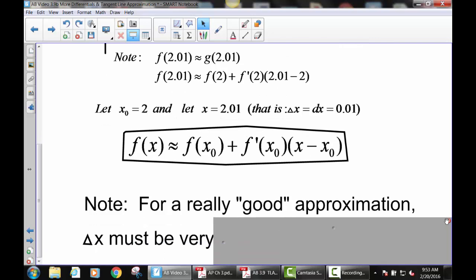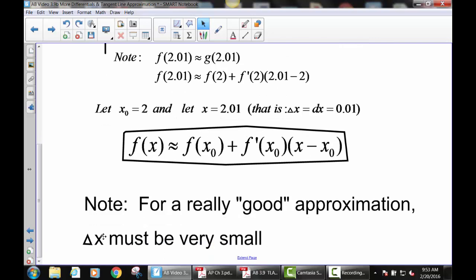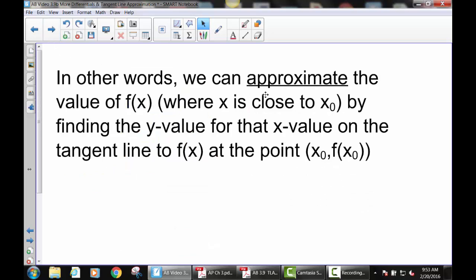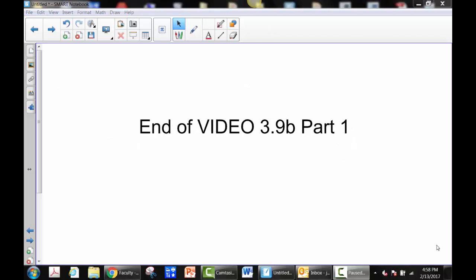Obviously, though, for a really good approximation, delta x is going to have to be very small. We talked about that. If delta x is too big, if you're all the way over here, then the heights of the two graphs are very, very different. But the closer and closer you are to the point of tangency, the more the heights of the points are extremely close to one another. So in conclusion, we can approximate the value of f of x, where x is close to x0, by finding the y value for that x value on the tangent line to f of x at x0, f of x0. And that's the end of video 3.9b, part 1.